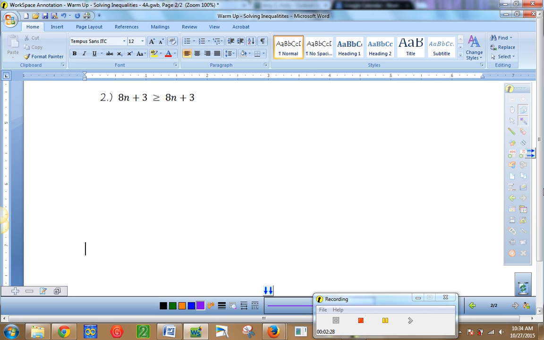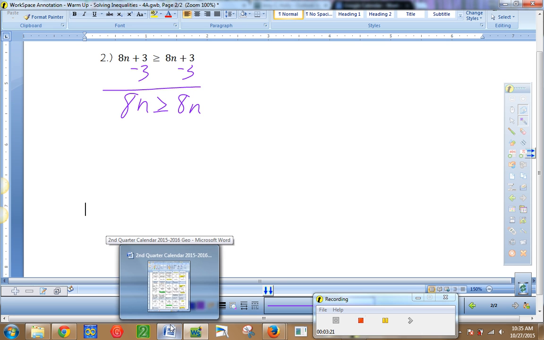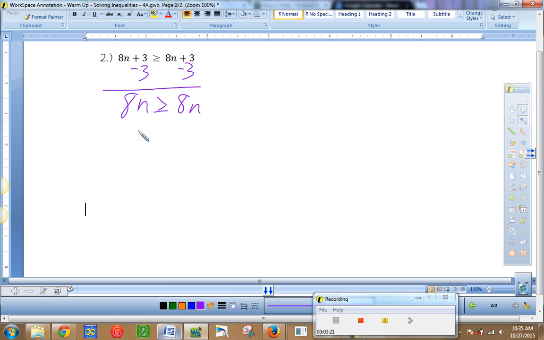How about this one? Subtract 3 on both sides. Okay. 8n is less than or equal to 8n. Then what? Divide by 8. So this is something that a lot of people do and it ends up messing them up. Whenever I have variables on both sides, I bring the variable over first. How would I move this variable? Subtract.